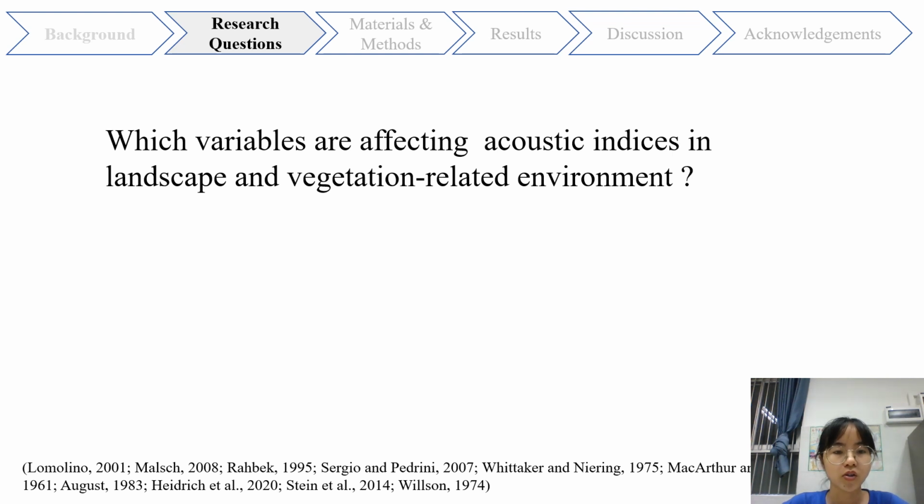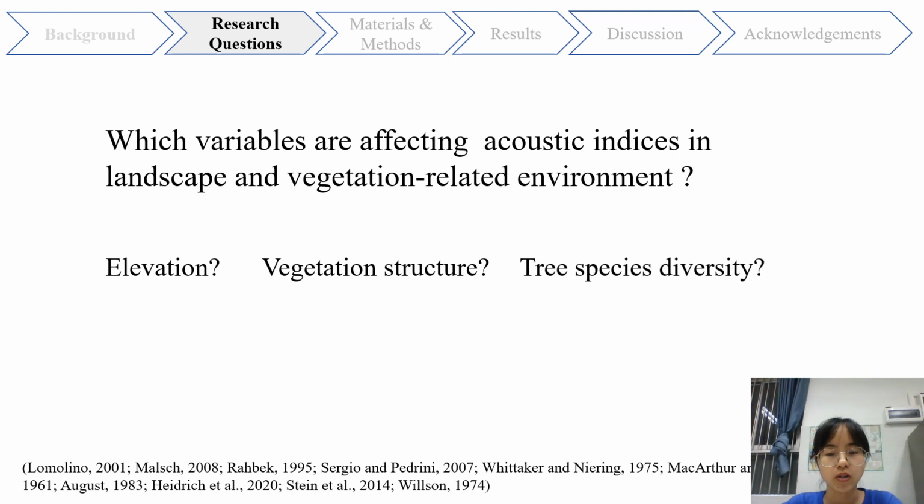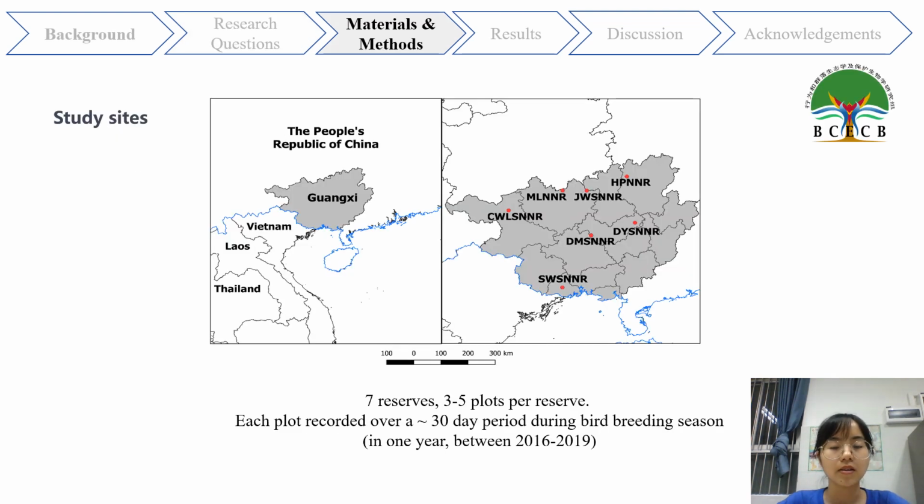So our research question is which variables are affecting acoustic indices in landscape and vegetation-related environments? Elevation, vegetation structure, or tree species diversity? According to previous literature, we hypothesize that elevation is the strongest variable affecting biodiversity, followed by vegetation structure and tree species diversity.